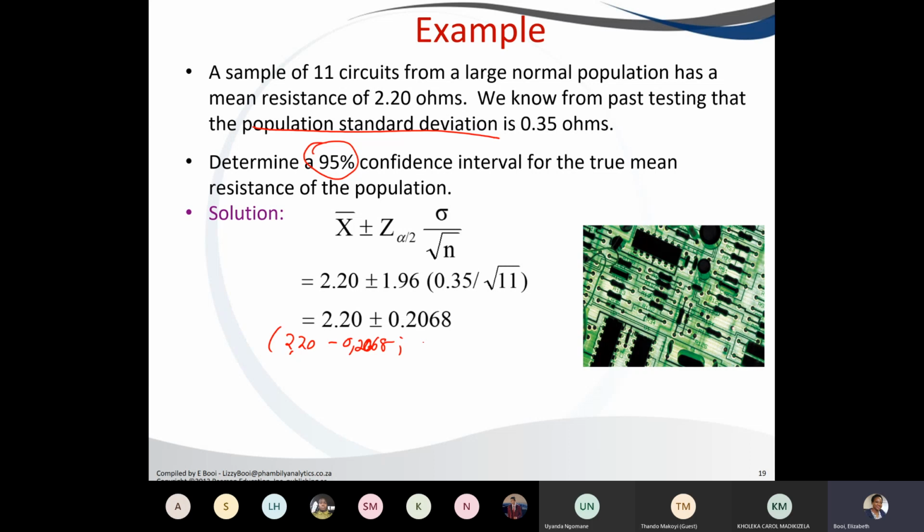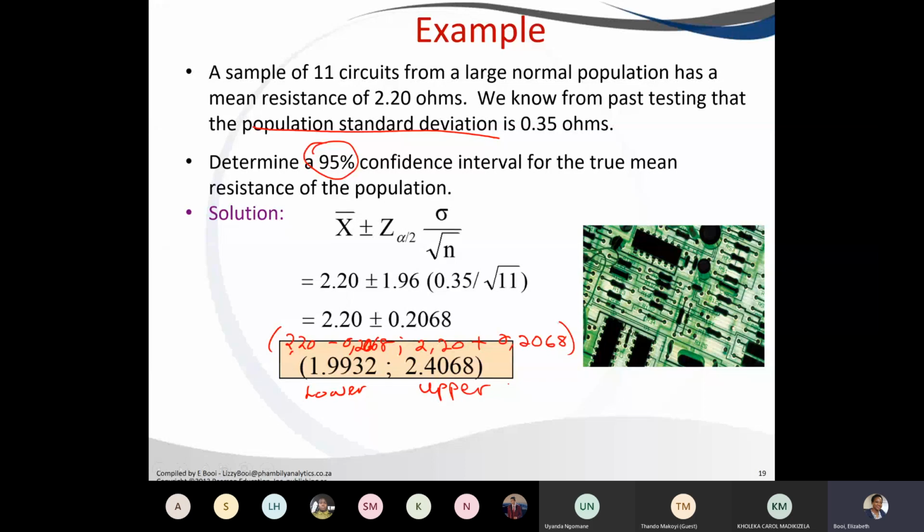And we also say 2.20 plus 0.2068. And when we have the answer, we just solve the one side and solve the other side. And this is our lower interval, and this is our upper interval.